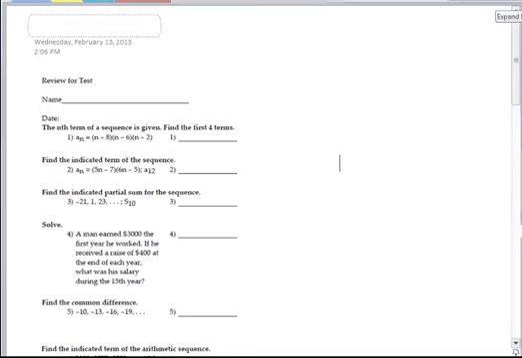Hello class, I want to just give you a video of going through this review sheet, and I just want to remind you that tomorrow we will have the equations provided on the test, so I'm just going to write them up here real quick.